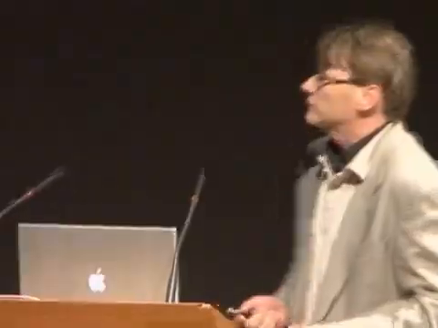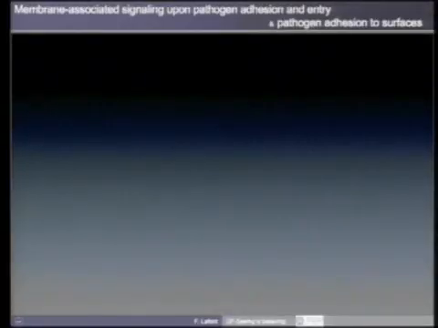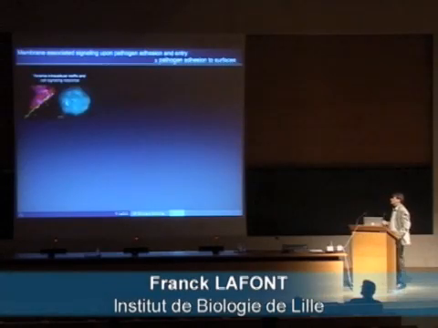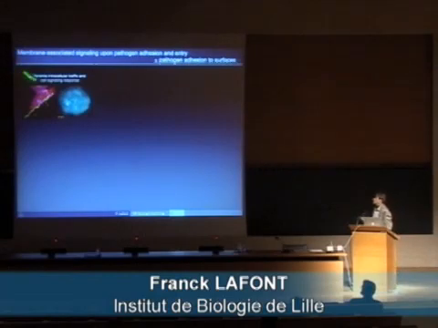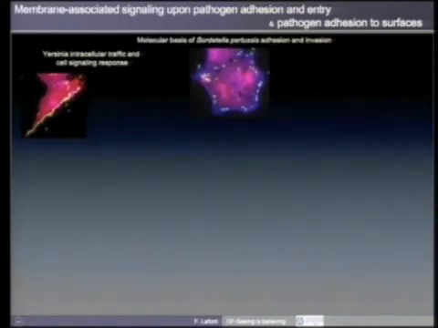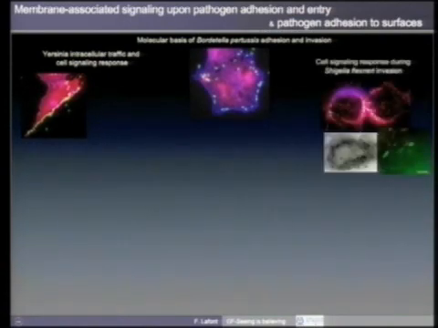So in our lab, we are interested in the membrane-associated signaling upon adhesion and entry, and also on pathogen adhesion to surfaces. So actually we are studying, for instance, the adhesion of Yersinia pseudotuberculosis to the host cells and the internalization. And you may have seen some membrane trafficking events. Also for Bordetella and Shigella.